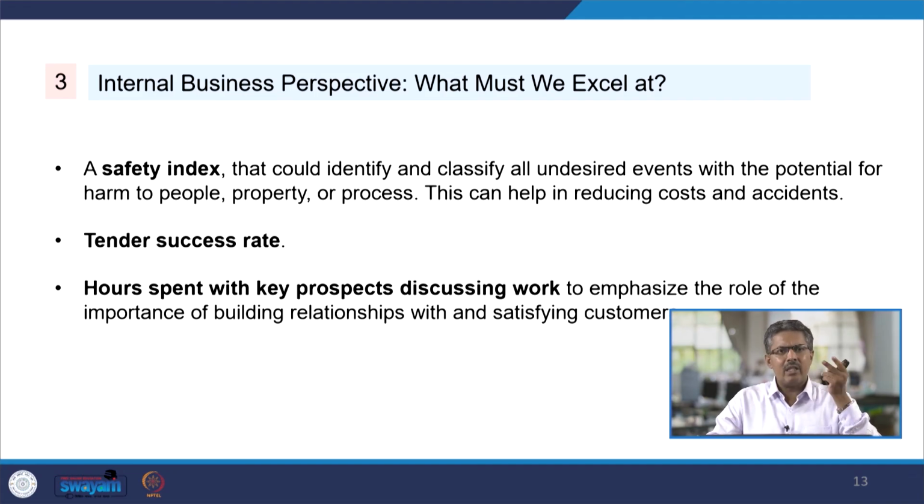Similarly, a tender success rate: how many times you are applying, what rates you are applying and what is your success rate. And similarly, hours spent with key prospects discussing work, to emphasize the importance of building relationships with the customers and satisfied customers.